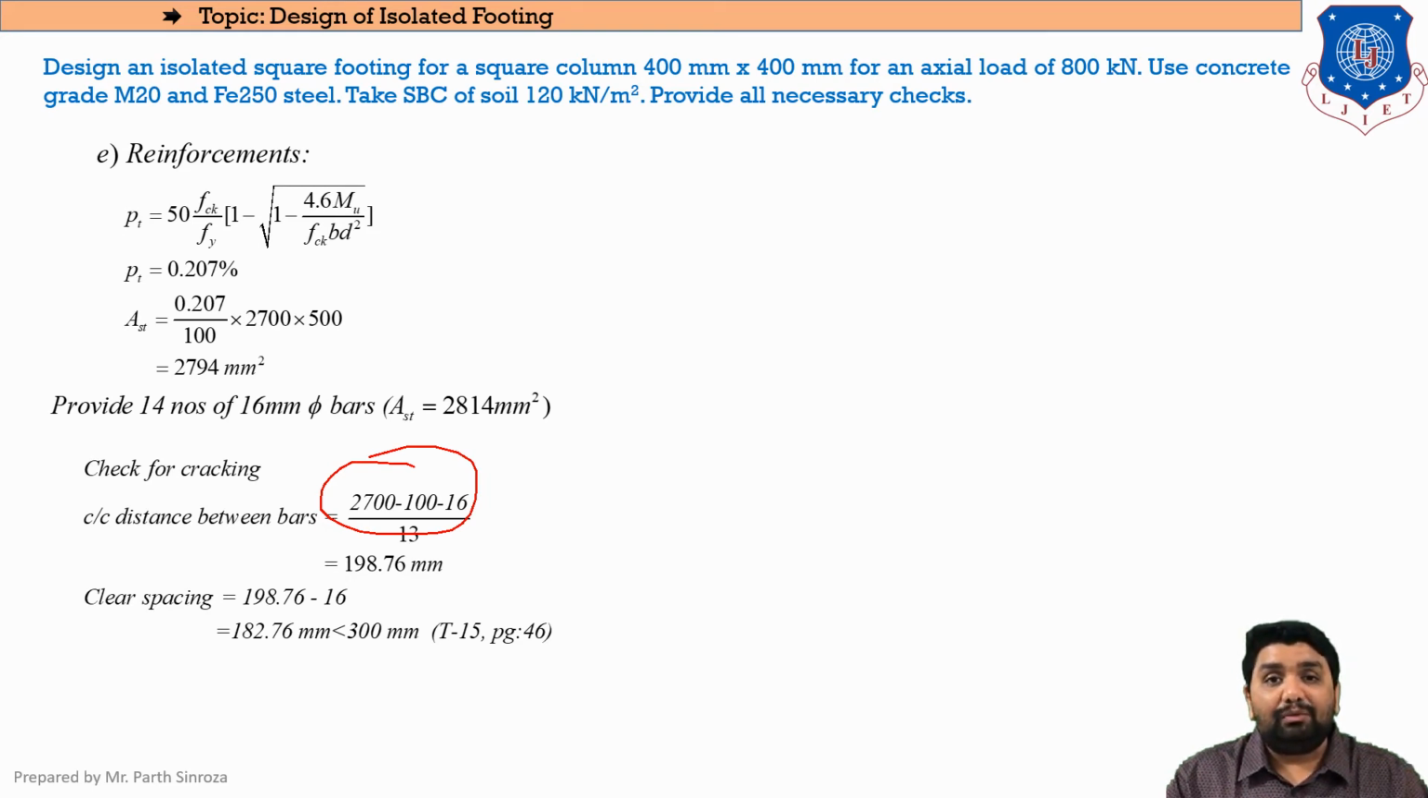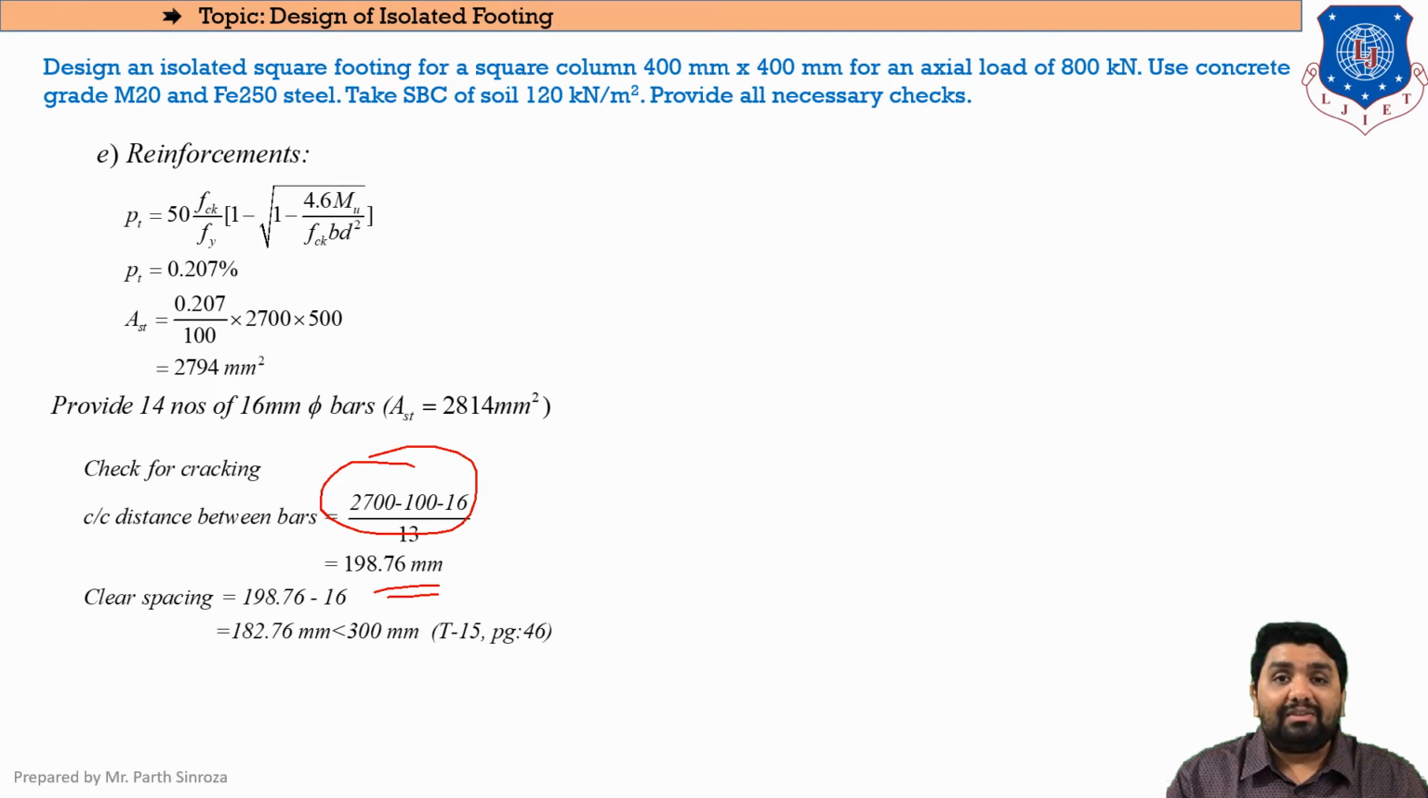We have taken clear cover to be 50, so deducting 50 on both sides will be minus 100, and as it is a clear cover, we need to deduct the half of the bar too. Clear? So as we have taken 16 mm diameter bars, half of 16 will be deducted on the left side and half of the 16 will be deducted on the right side. So the final answer here comes out to be 198.76. That means we provided a spacing of 198.76.